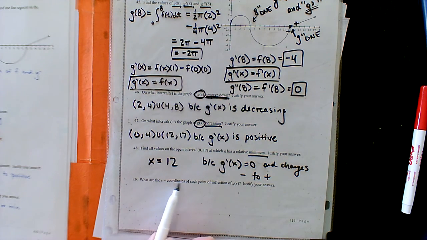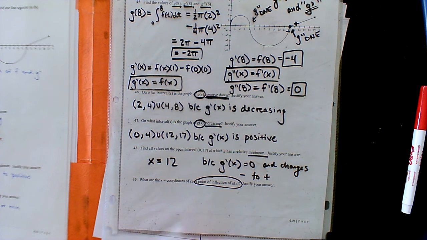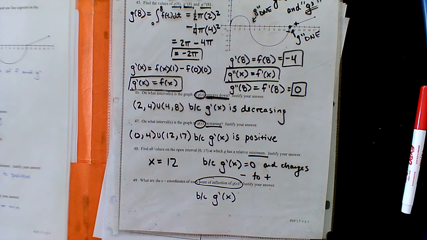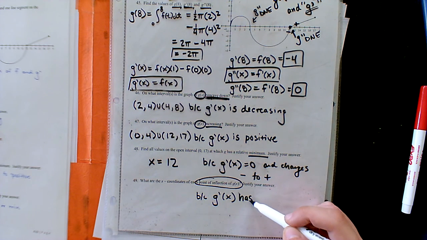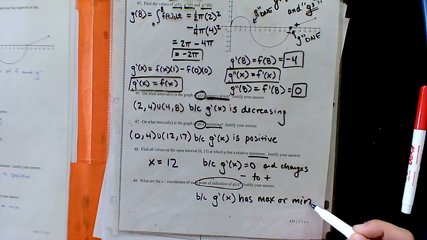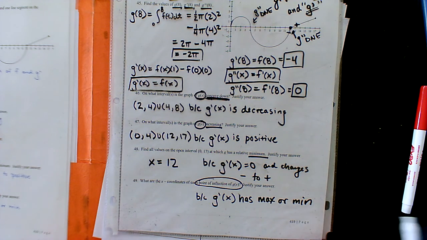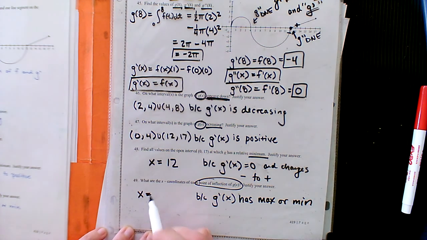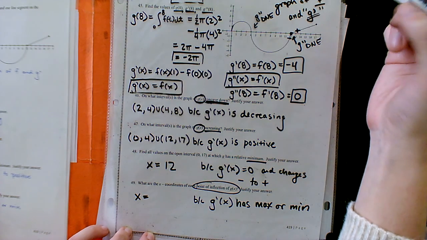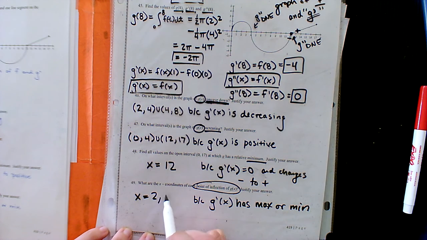All right, last one. What are the x-coordinates of each point of inflection for the original graph? Can we think about our justification? What characteristics should the first derivative have in order to classify a point of inflection? Okay, if you said this right, you know it's right. So I'm just saying. Has a max or min. Okay, so can we find those spots? Where does this first derivative graph have a max or a min? 2, 2, and 8.